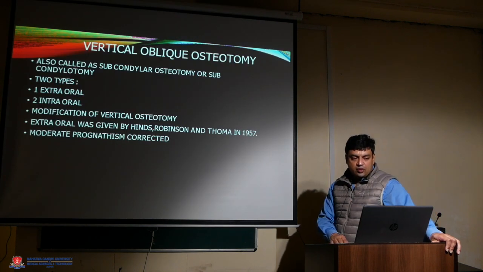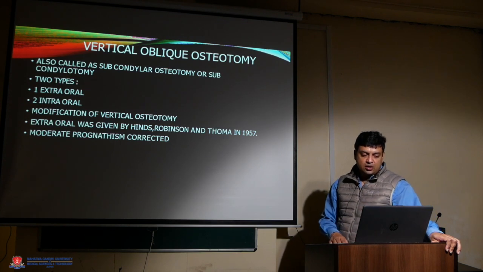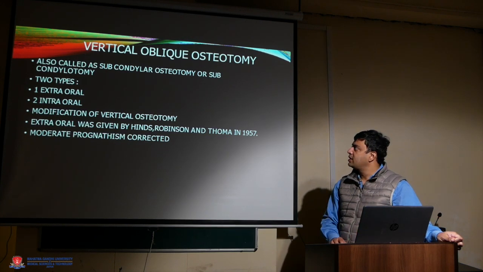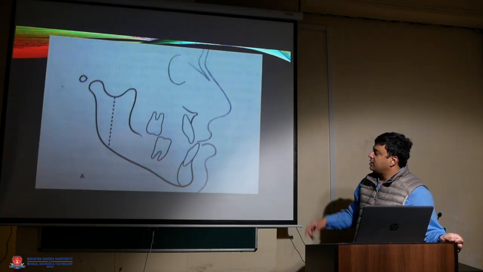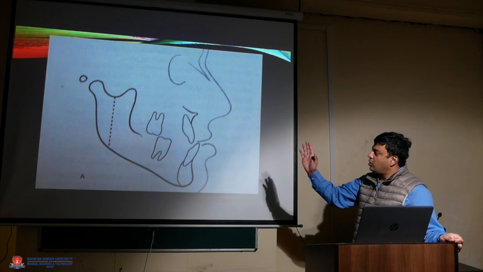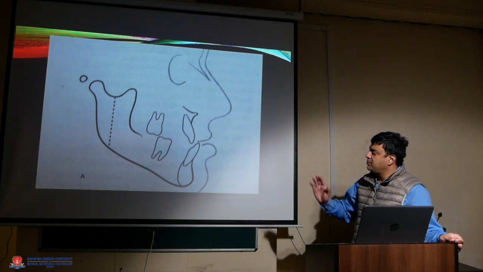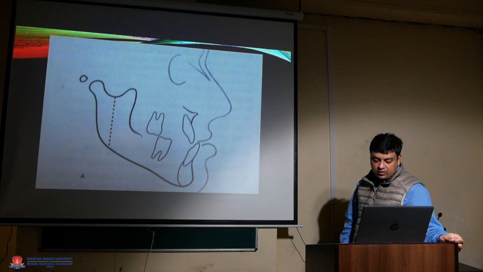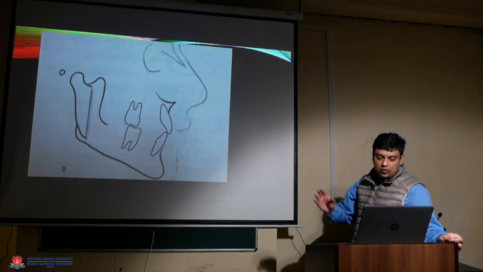And vertical oblique osteotomy is also called subcondylar osteotomy or subcondylotomy. 2 types you have: extraoral, intraoral. A modification of vertical osteotomy, the extraoral was given by Hayes in 1957. It can be used to correct moderate prognathism. So it is very similar to the vertical osteotomy, but the cut is oblique. The advantage of this technique is that less of the proximal segment is sacrificed. So here, similar to vertical osteotomy, the cut is made and then the segments are overlapped.